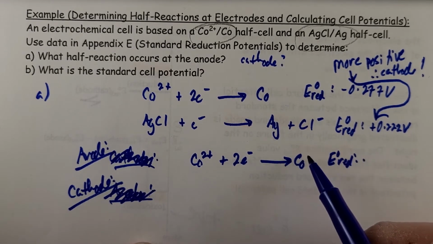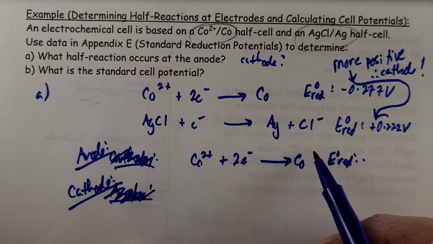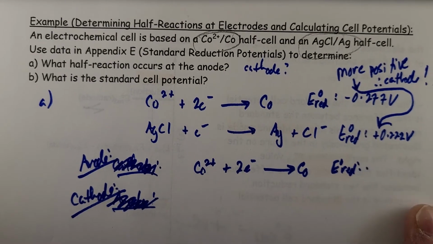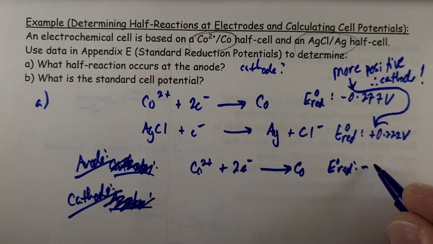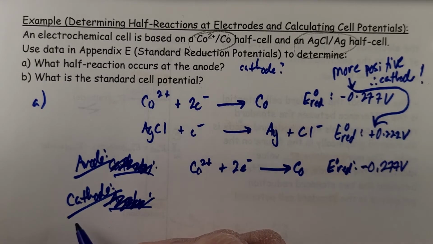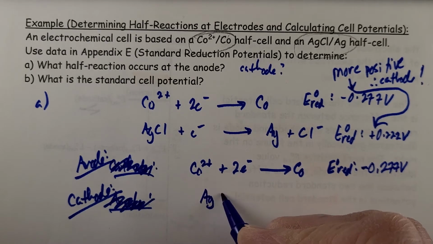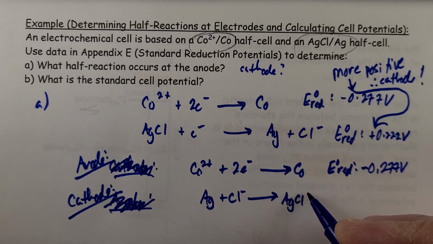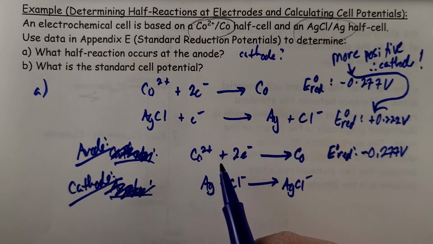So the anode is going to be this one. So yes, the anode is the more positive one. Oh, sorry, the cathode is the more positive one. So this is the anode because it's more negative. Whew, talking myself in circles here. And the cathode, that's the more positive one. So that is my AgCl. So Ag plus Cl, breaking down into AgCl. And I see I did that backwards.